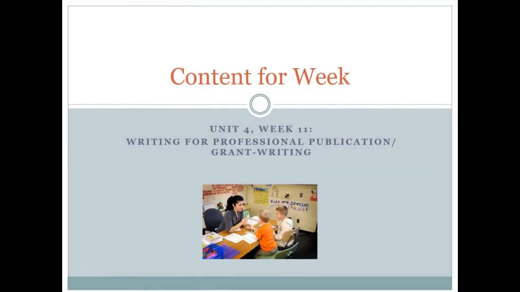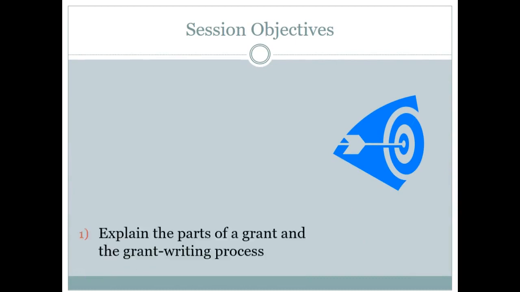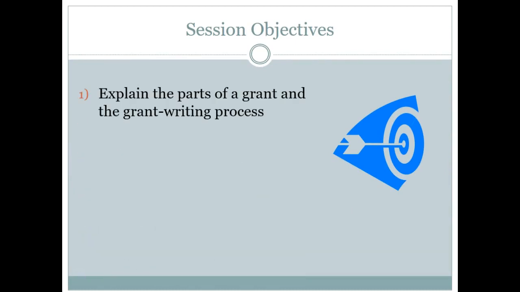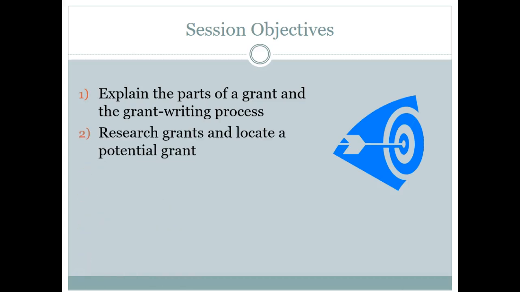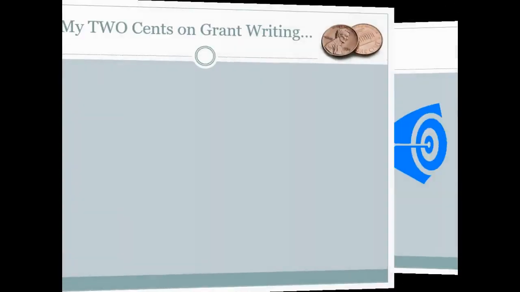Okay. All right. As I said, I'm going to have you listen to the experts on grant writing and professional publication, but of course I couldn't just hand you over to them without saying a few things first. So I do have a few slides I wanted to share with you based on my experience writing grants. Our objectives this week are to be able to explain the parts of a grant and the grant writing process, to be able to research grants, locate a potential grant, and begin a grant proposal by crafting a needs statement. So this is what you're doing for our participation activity. That's going to be the measure or the evidence that shows you have mastered our objectives for the week.